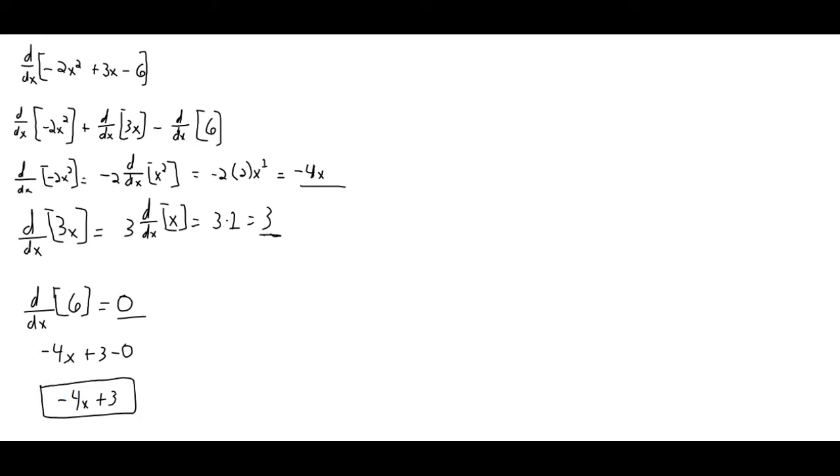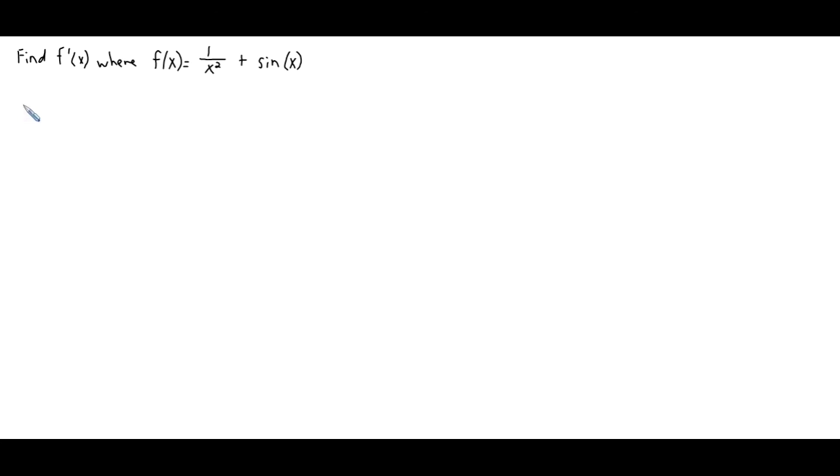So if you get comfortable with that, you'll be able to solve these so quickly, right? Because think about if we did this using our definition of the derivative. It would have taken so long, and there would have been so many opportunities to make an algebra mistake. This is way faster and way easier. So these are really just a bunch of shortcuts. So get comfortable with them and you'll be good to go. Let's do one more example. So this next example, find f prime of x where f of x equals 1 over x squared plus sine of x.